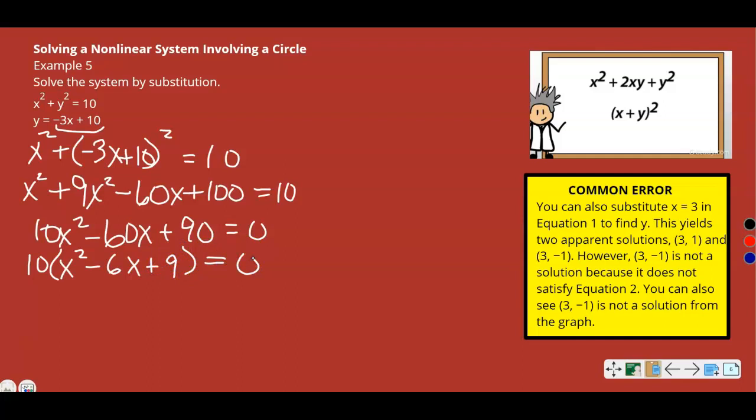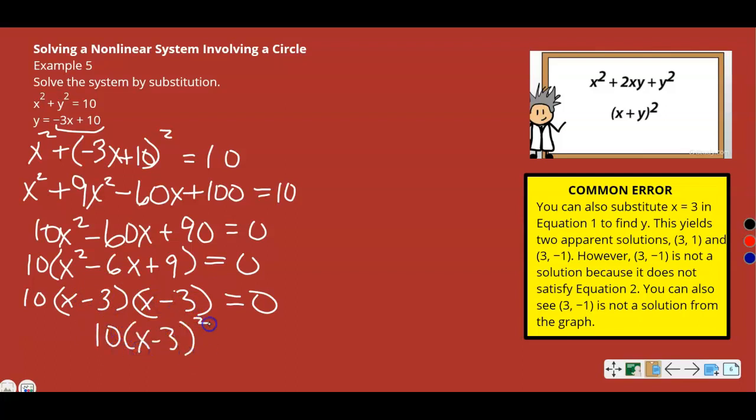All right, now we can try to factor this further. So we're going to have x times x, what multiplies to give me 9, and adds to give me negative 6. So that's going to be 3 and 3, and that's going to be both negative. So that's 10 times x minus 3 squared equals 0. All right, so 10 drops off. When I say drops off, we set our factors equal to 0, and 10 cannot equal 0. So this one can't be a solution.